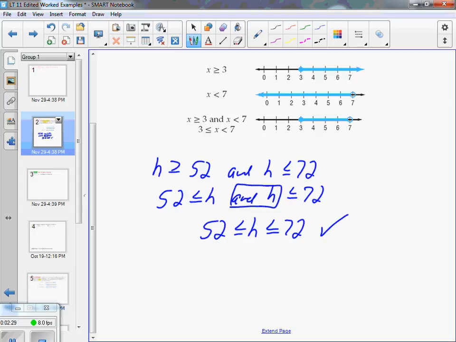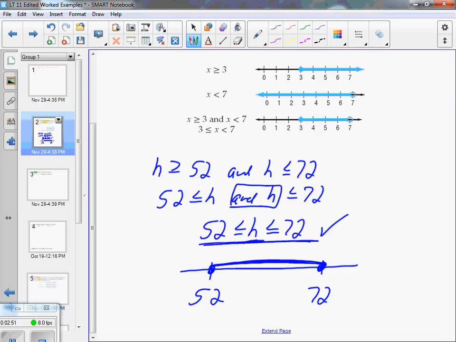Okay? And it's worth writing that way because if I make a number line, I know where h is. All right? h can be equal to 52. It can be equal to 72. And then otherwise, where is h? In between these. Just like it is when I wrote it out in symbols. h is between them. Okay? Does that make sense?